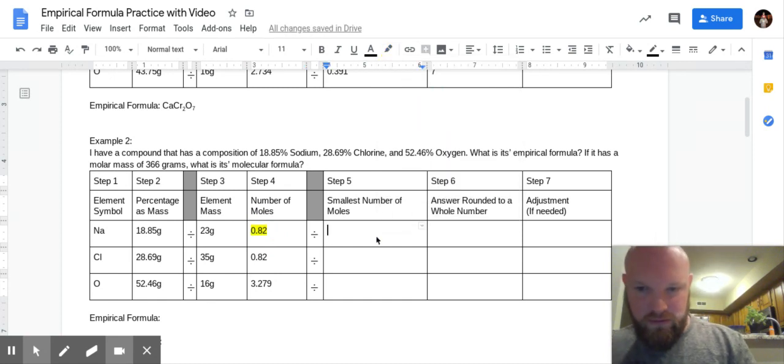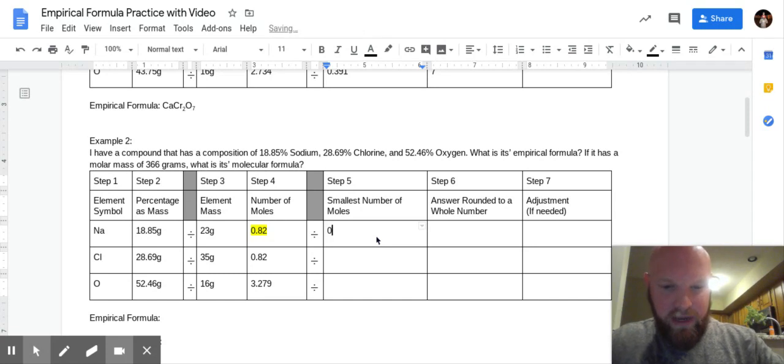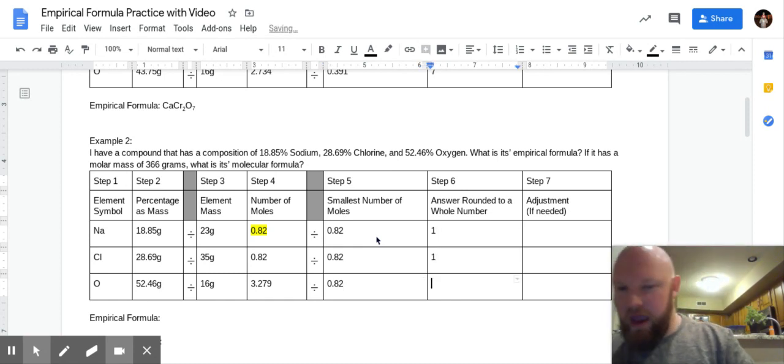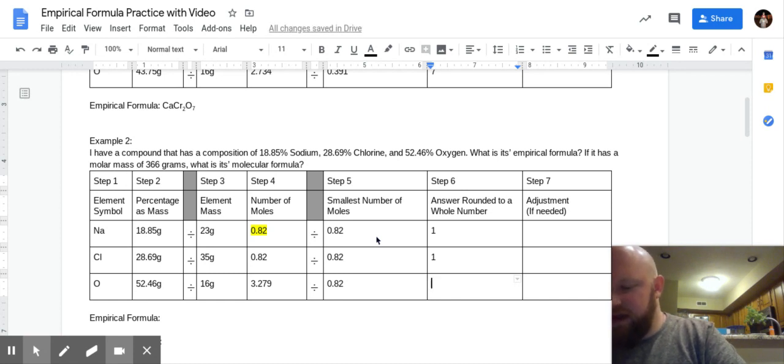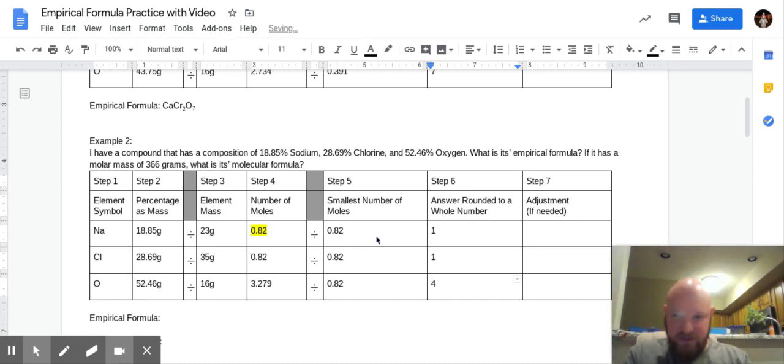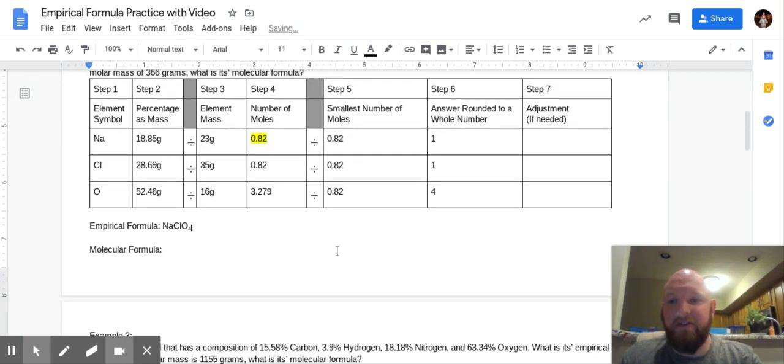So I'm going to do this divided by 0.82 for all of them. Okay, so this one's going to equal 1, 1, and 3.279 divided by 0.82 is going to equal 3.998, so we're going to make that 4. We don't have to adjust, so our empirical formula is going to be NaClO4. Okay, now it has a molar mass of 366 grams.